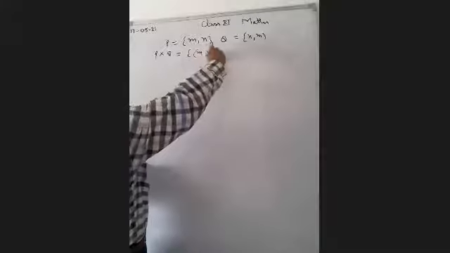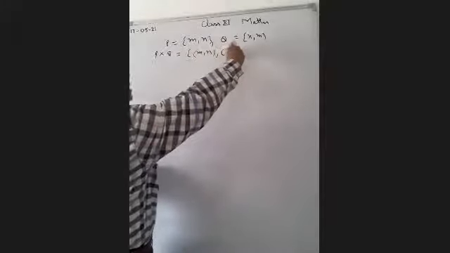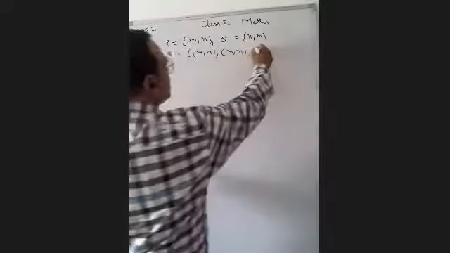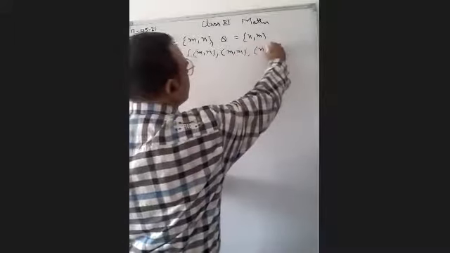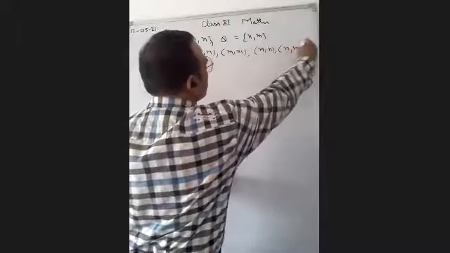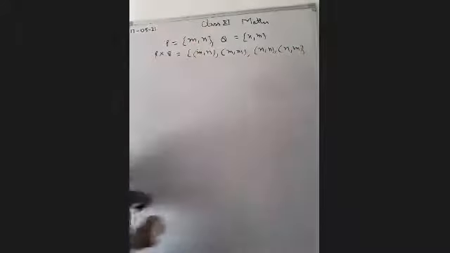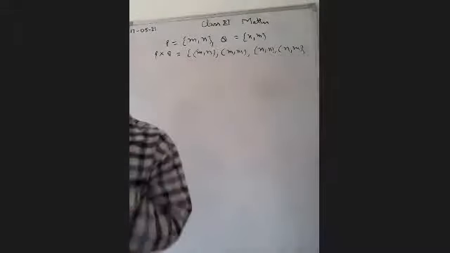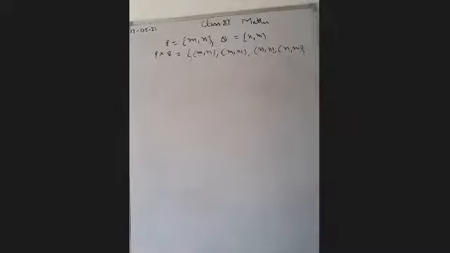M, M, M, N, and N, M, or N, N. These are the four elements which belong to P cross Q. They have given you only two elements. Okay? So it is a false statement.